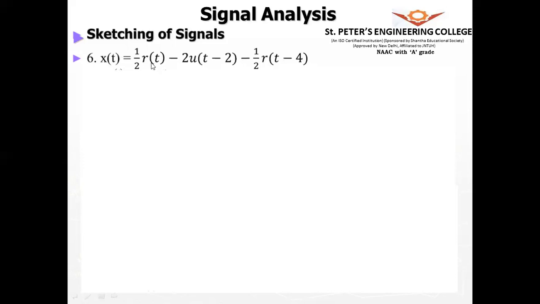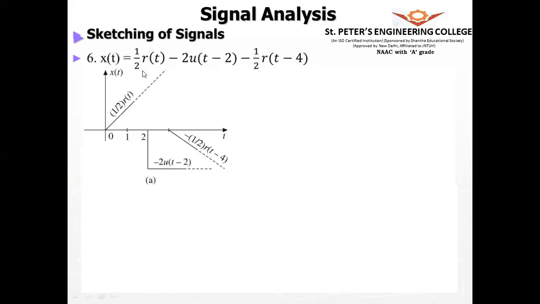In the previous case, we saw the multiplication of r of t and u of t, that is the ramp and the unit step signal. Now we will see the addition or subtraction of these signals. Now this is half into r of t. You see that the slope is half, so as you move in the x and y direction, the slope will be 1 by 2.